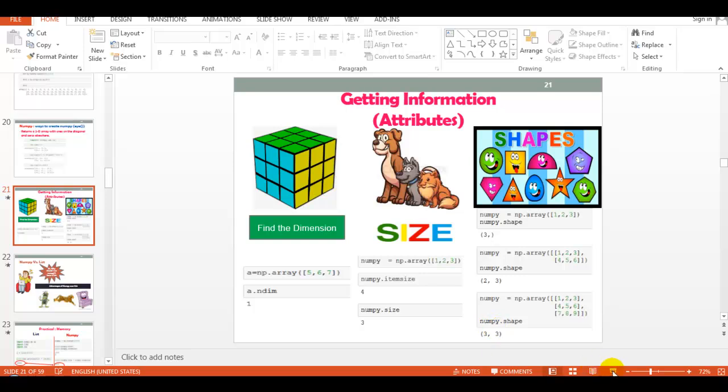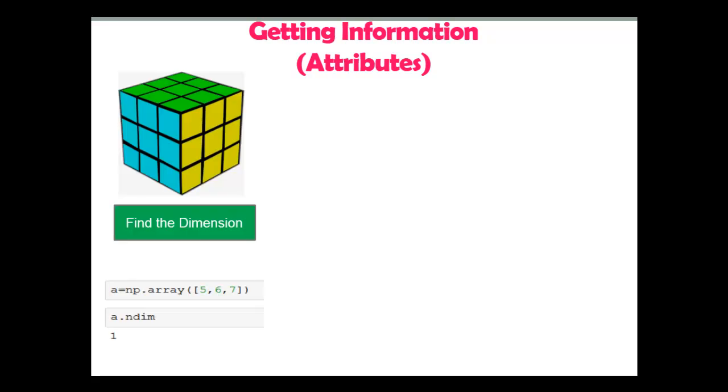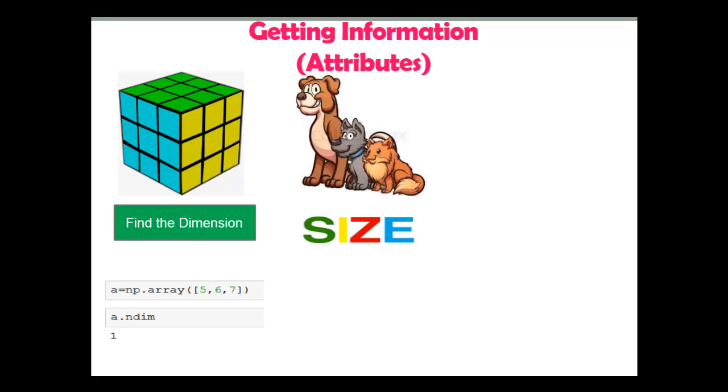Hello coders, in this video I am going to explain some important attributes of NumPy array. Using these attributes we can get information about the ndarray. First one is ndim. The ndim attribute of NumPy array returns the number of array dimensions. Here it is 1D, so the output is 1.